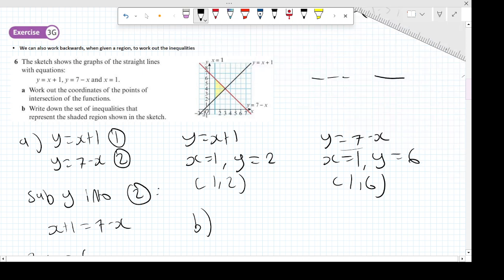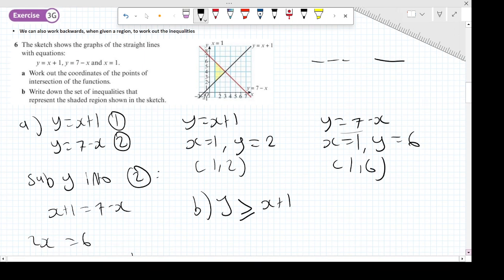So let's consider line by line. Firstly, y is x plus 1, this line here. Well, clearly the region is above the line, right? So that's going to be y is greater than x plus 1. Now, is it greater than or greater than or equal to? Well, it's a solid line, it's filled in, so it's going to be equal to. And there we are. So that's the first inequality.